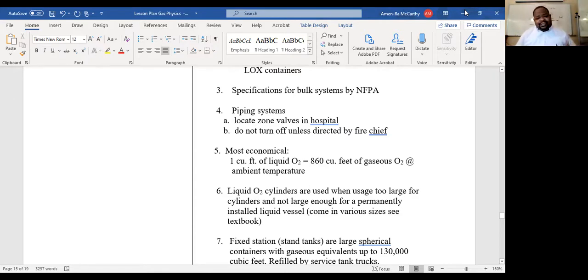If you have St. Francis, I think they got a floor called Two Berry or Two Sherry or something like that. If there's a fire on Three Sherry, then the fire chief is going to tell the respiratory therapist, you need to go to Three Sherry and turn off the valve, the zone valve, turn the oxygen off of the zone valve. Okay. And this is what I want to show you.